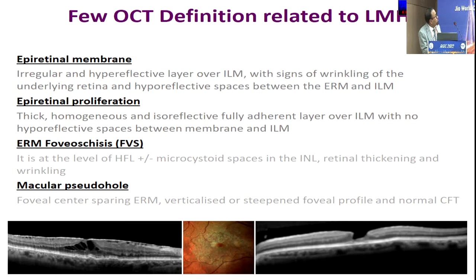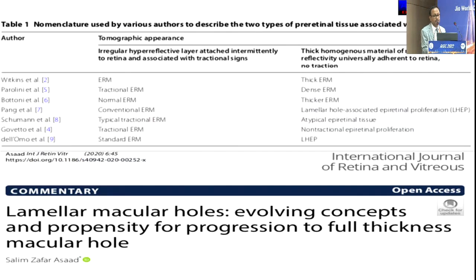So this is one which is a typical epiretinal membrane, where you have a membrane. There is some space in between the retina and the membrane, compared to the epiretinal proliferation, where you don't have much gap in between the membrane and the ILM. So these are the two definitions which are being studied extensively. There are different nomenclatures on that.